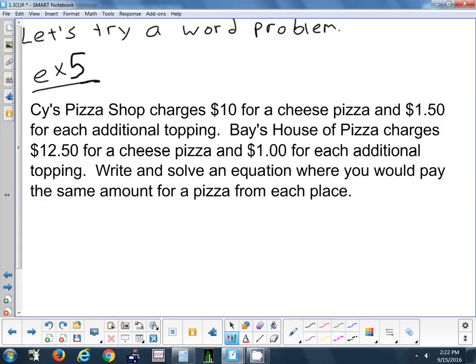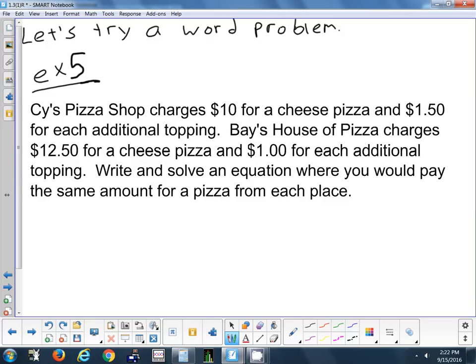All right, so it says Size Pizza Shop, they've got two different pizzas. You charge $10 for a cheese pizza, and if you buy a cheese pizza, you pay $1.50 for each topping. But if you go down the street to Bay's Pizza, Bay makes pizza too, right? So Bay's Pizza charges a little bit more, a little more pricey. $12.50 for a cheese pizza, but they don't charge as much per topping. They only charge $1 per topping.